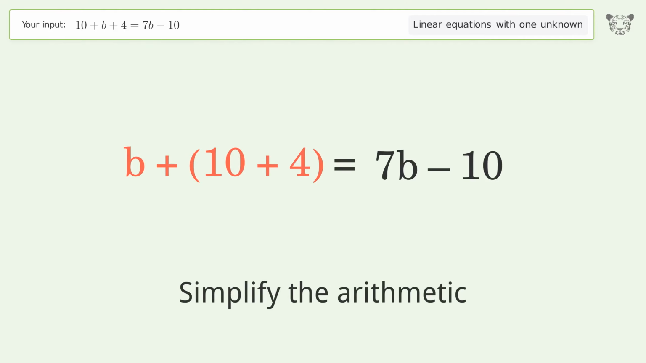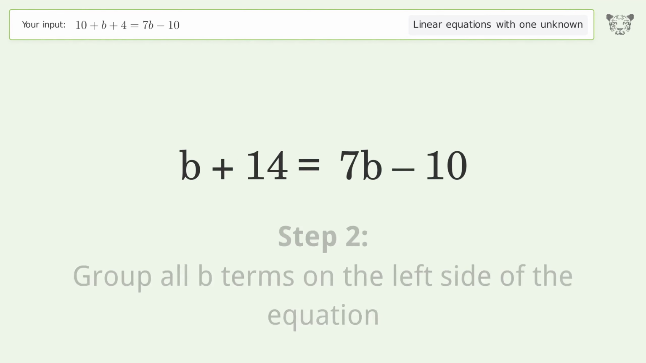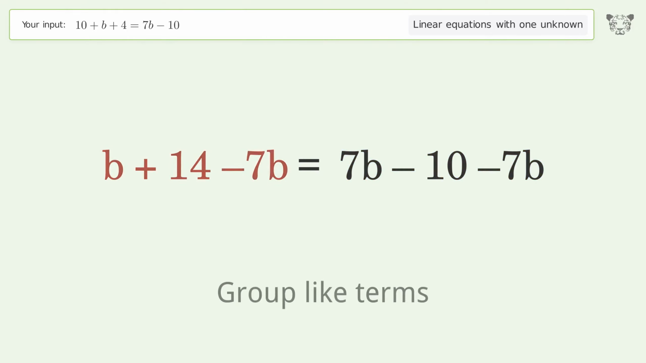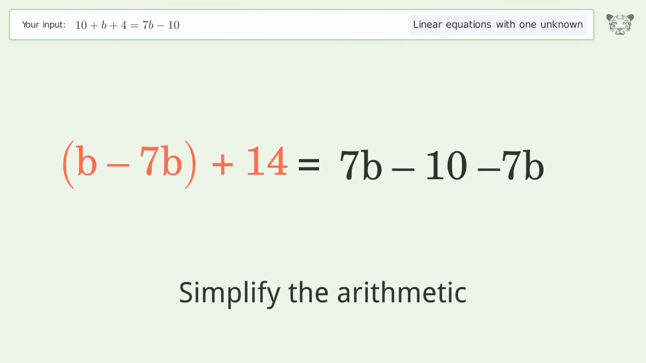Simplify the arithmetic. Group all b terms on the left side of the equation. Subtract 7b from both sides. Group like terms. Simplify the arithmetic.